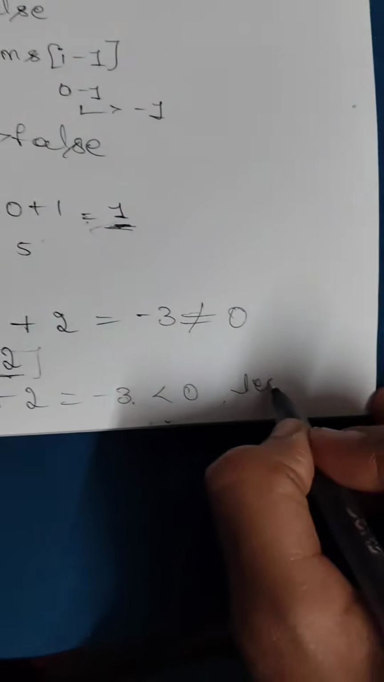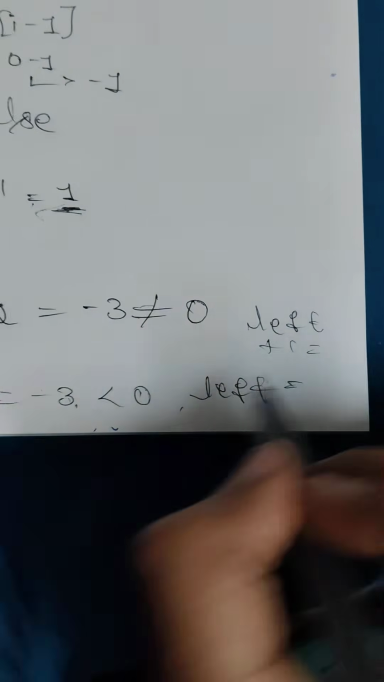It is less than 0. Hence, what will be my left again? Left will be equal to left plus 1. So what will be my left plus 1 now? Left was 2 before, so now it will be equal to 3.